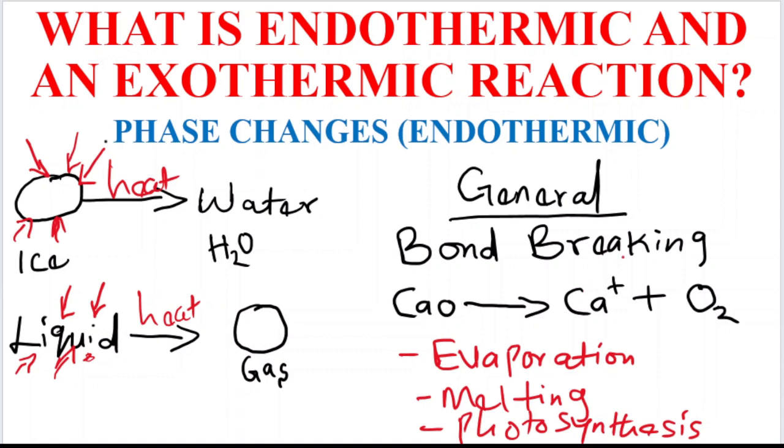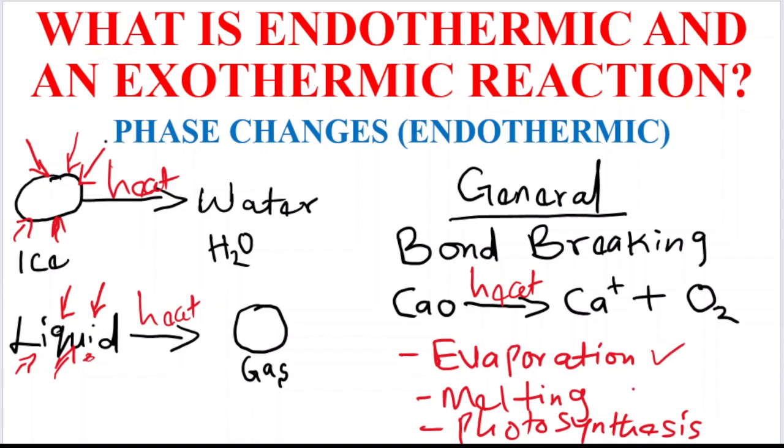Generally, the breaking of bonds is an endothermic process. Let's look at calcium oxide. When calcium oxide is heated, it breaks apart into calcium ion and oxygen. Evaporation is also an endothermic process. Before anything will evaporate to the atmosphere, it has to gain a certain amount of energy to be able to evaporate to the surrounding.